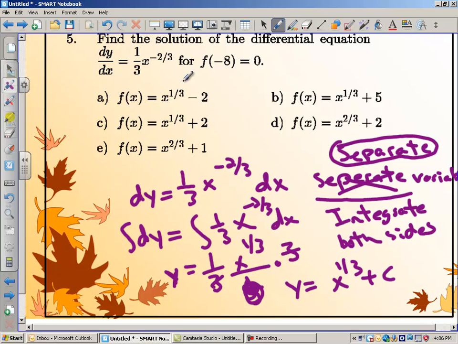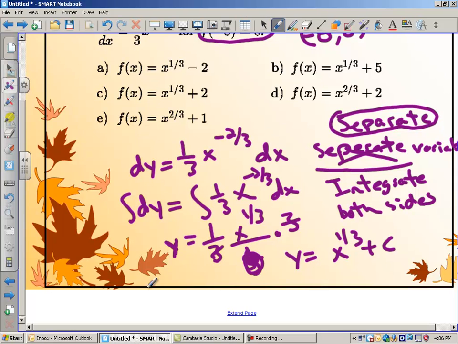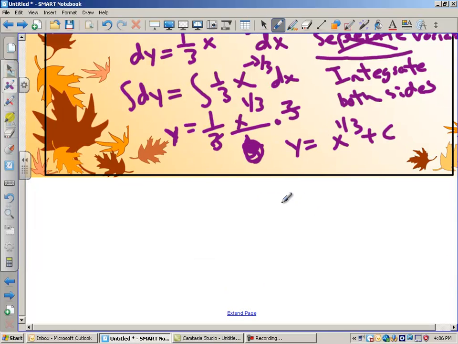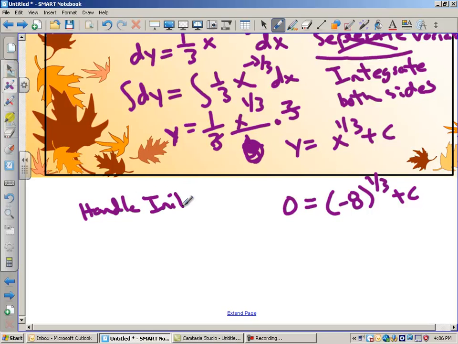Now I am not done because now I actually have a point on the curve. I can figure out my plus c now. I have a point -8, 0. So what I'm going to do is extend this page, and I'm going to plug in the 0 for y, the -8 for my x, and I can solve this for c. And this is called handle your initial condition. Initial condition is the point on the curve. Handle the initial condition. So the cube root of -8 is -2.